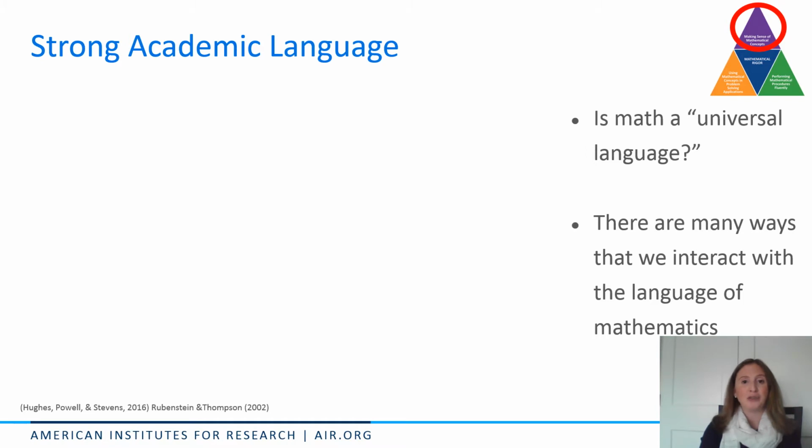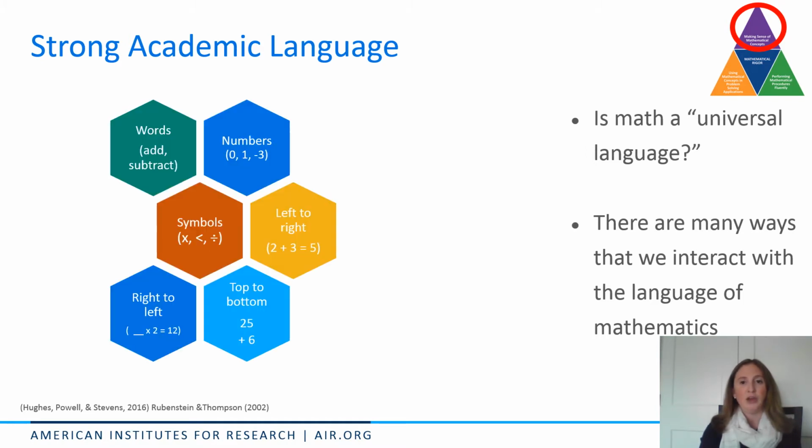However, we interact with the language of mathematics in a variety of ways through words like add, subtract, and reduce, numbers, both positive and negative, symbols, operations, parentheses, brackets, and reading from both left to right, right to left, and top to bottom, depending on how the problem is presented. All of these require a command of the English language that not all students have yet.